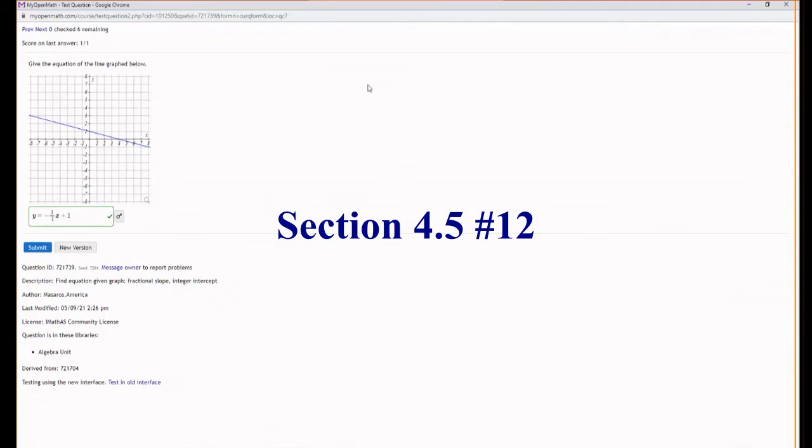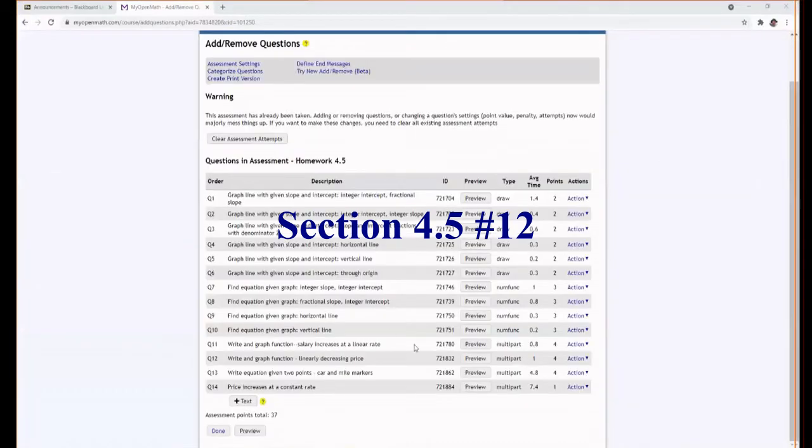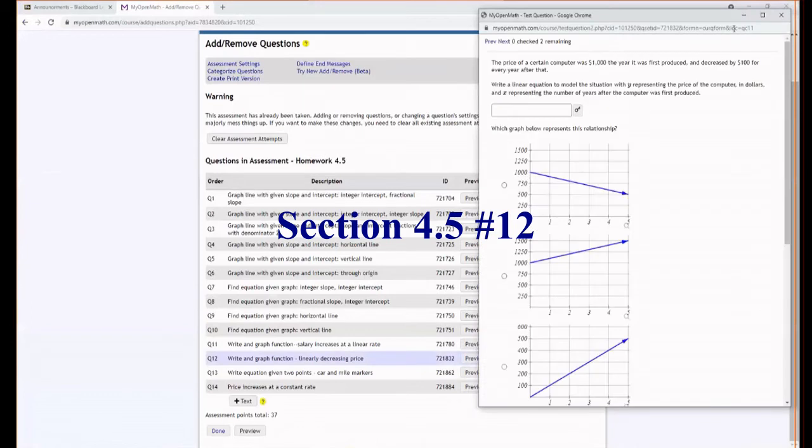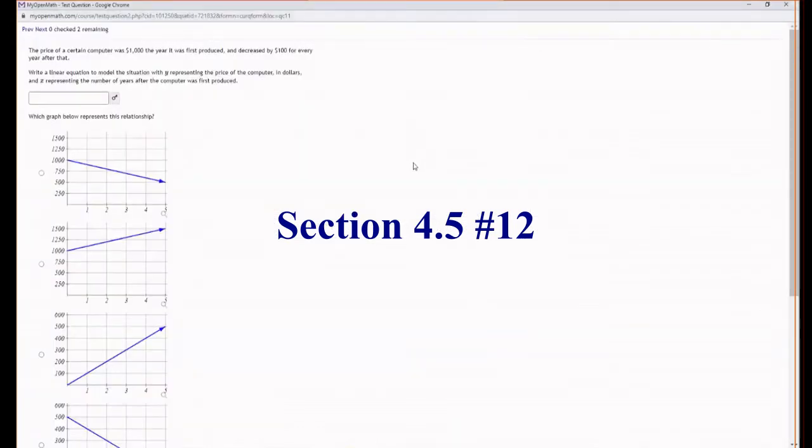Question 12 on 4.5. I forgot. Are we on 4.5? Let's go back. Here we go. Okay, so section 4.5, number 12.